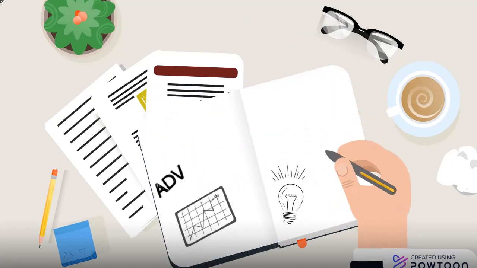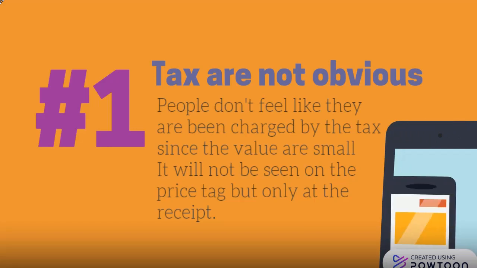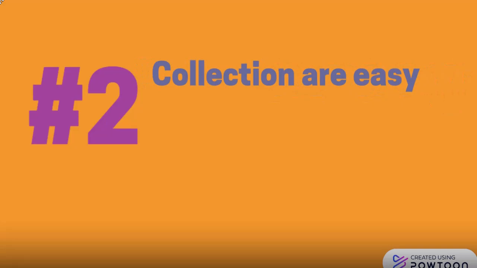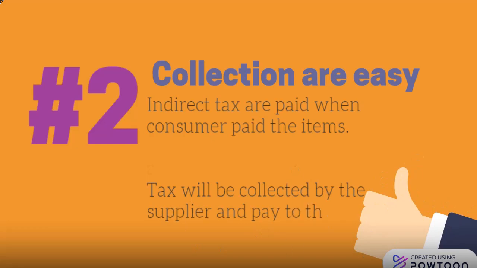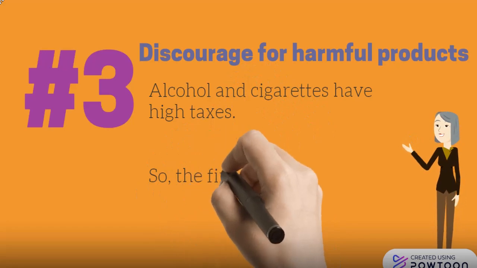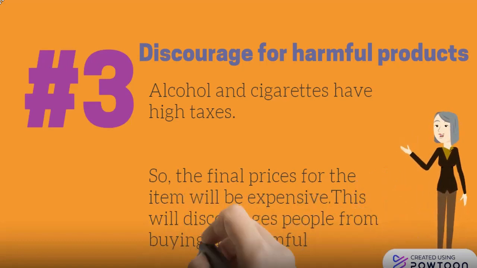Now I will tell about the advantages of indirect tax. The first point is that tax is not obvious. People don't feel like they are being charged tax since the value is small. It will not be seen on the price tag but only on the receipt. The second point is that collection is easy. Indirect tax is paid when the consumer pays for the items. The tax will be collected by the supplier and paid to the government. The last point is that it discourages harmful products. Alcohol and cigarettes have high taxes, so the final prices for the items will be expensive. This will discourage people from buying harmful products.